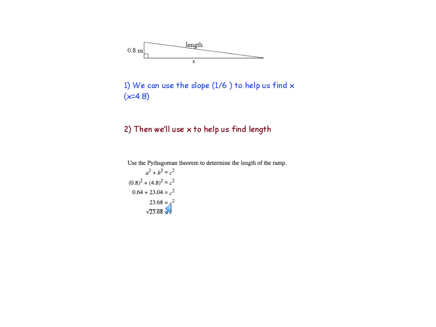How do we find the length of the ramp? We take the square root of both sides. That'll give us the length of c. When we take the square root of 23.68, we're going to find a certain number, and that's going to be the length of the ramp. And we're done.